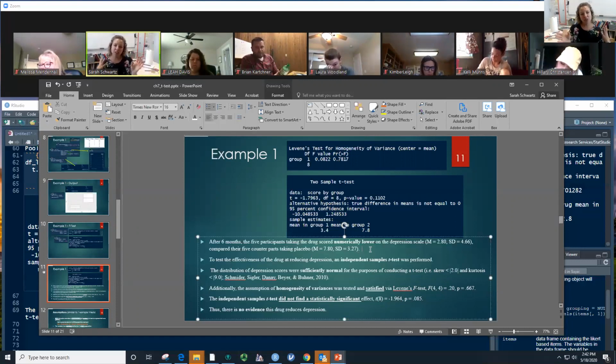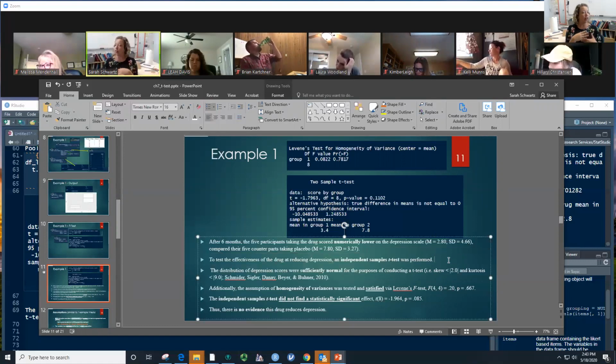If we wanted to use those numbers not in the parentheses, just in the sentence, which you can, you have to write out the word mean. You can't use that capital M abbreviation, just to know. And then we need to say what test we did. So here it's been written as a separate sentence. There's a lot of different ways to write this. This is one method. You need to say what test you did. To test the effectiveness of the drug at reducing depression, an independent sample t-test was performed.